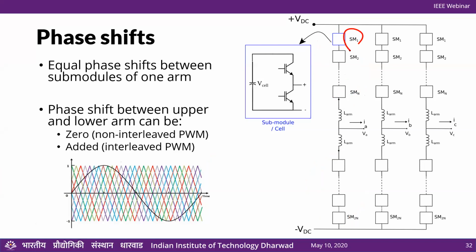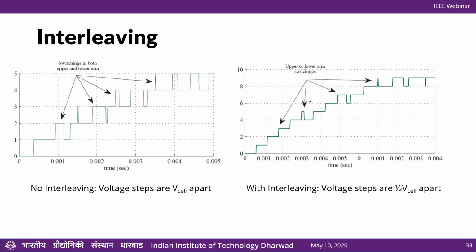Let's say that we assign this particular carrier to SM1. The next carrier I'm going to assign to this one. The third carrier I'm going to assign to this one. So carrier 1, carrier 2 goes here, carrier 3 goes here, carrier 4 goes here, carrier 5 goes here, and so on, right? So the benefit is that we get smaller steps in the output voltage.